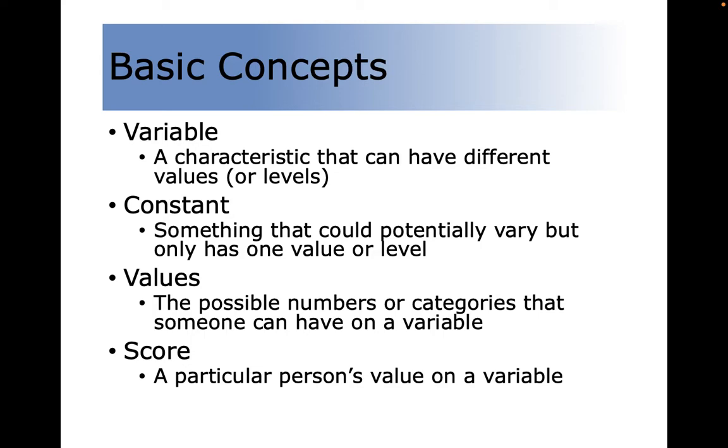Values are the possible numbers or categories that someone can have on a variable. So, for example, imagine that I ask you, on a scale from 1 to 10, how excited are you about this statistics class? The numbers, 1 through 10, are the possible values. A score is a particular person's value on a variable. So your answer to the question, how excited are you on a scale of 1 to 10, would be your score. However you answer the question, whatever number you provide is your score on the variable.